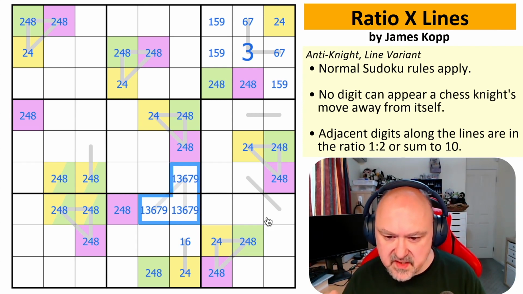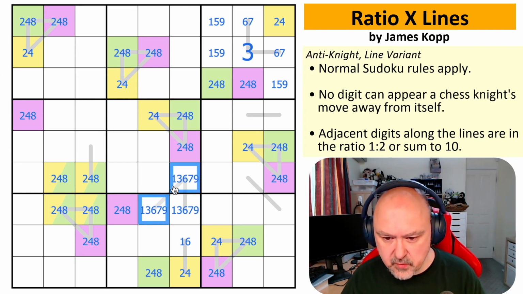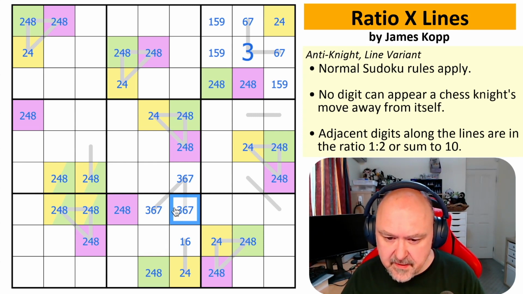Now, 1 is only in a relationship with 2 or 9. So if this went 1, 9, this would have to be 1. And if this was 9, this would have to be 1. And this would have to be 9, 1, 9. 3, 6, and 7 are not in a relationship with 1 and 9. And whatever this was, if this is 1, they're both 9. And if this is 9, these are both 1. I can't put 1 or 9 on this. So I'm down to 3, 6, 7 again.